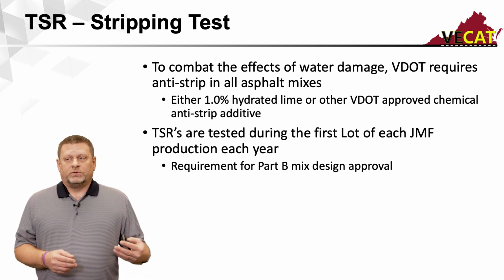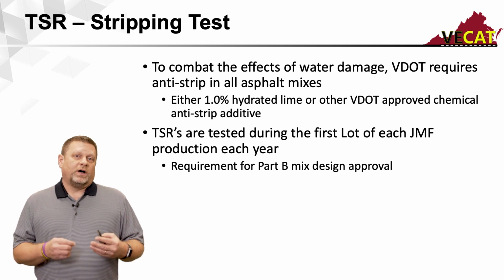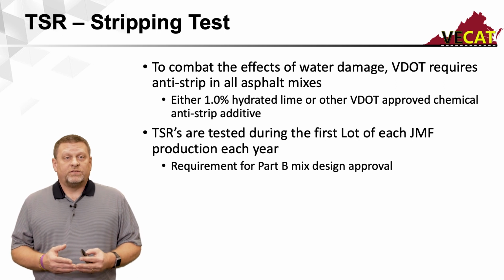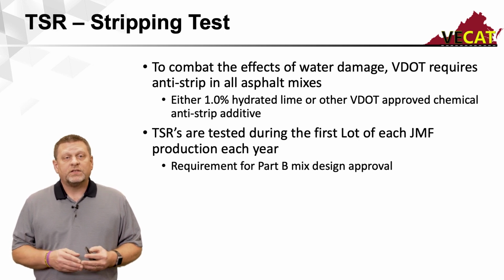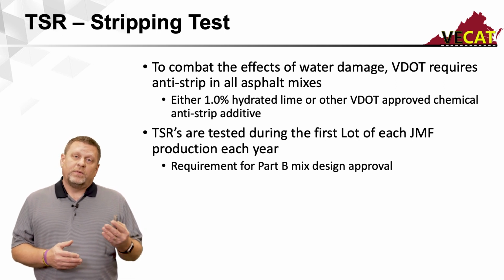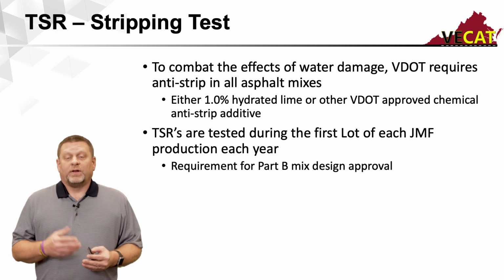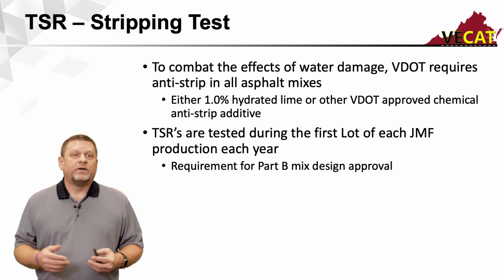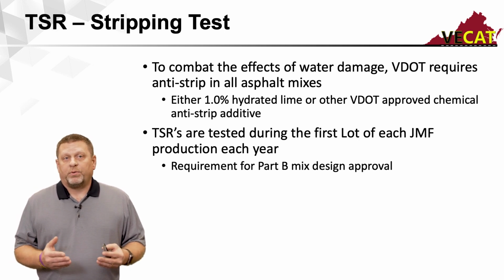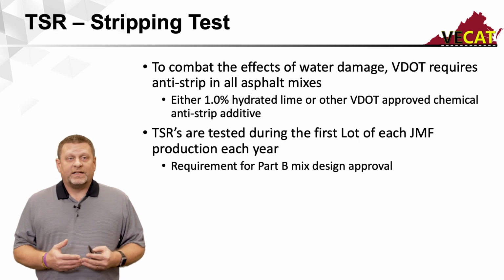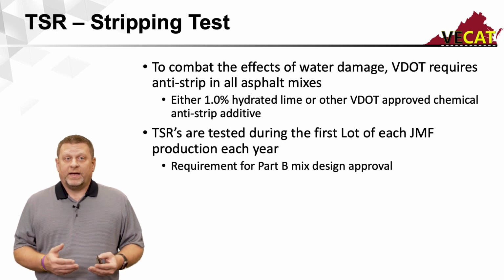Part A is when you turn in your job mix formula, and that's basically your starting point that you're allowed to go into production for one lot, 4,000 tons. And during that one lot, you can make any adjustments that may be different from lab-produced mix to plant-produced mix to have your final job mix formula for the remainder of the calendar year. So during this Part B process, you must also do a TSR. The advantage of that is we're running TSRs on actual plant mix versus lab-produced mix.